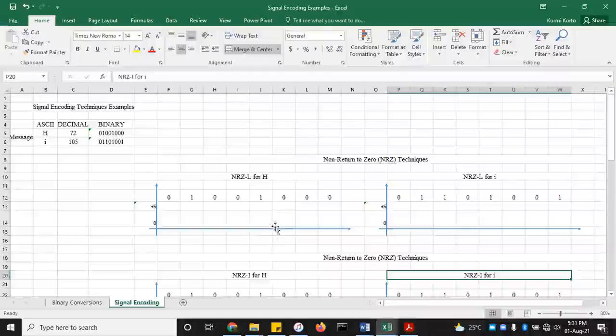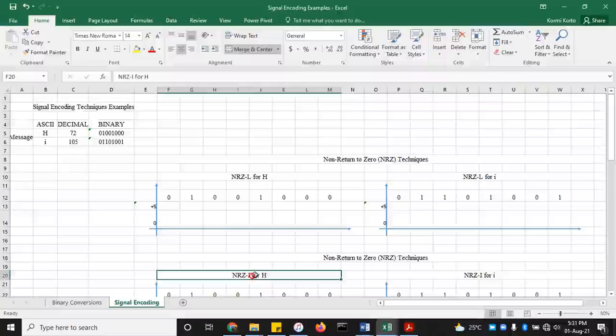So we have two techniques under the non-return to zero. So we have two schemes, or two available options or signal encoding forms, under the non-return to zero techniques. And the first one is the non-return to zero level, and then the non-return to zero inverted. I want to generate the signal for these two forms that we have on the non-return to zero for the message that we have.